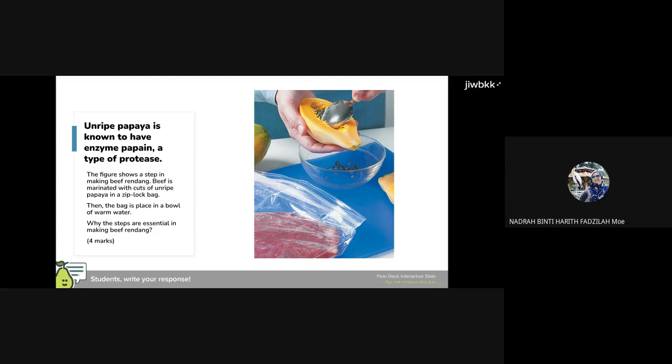Okay, clue dia dekat situ ialah dalam unripe papaya tu ada enzim papain, a type of protease. Apa kaitan dia dengan warm water tu kan? Ada kaitan juga tu.